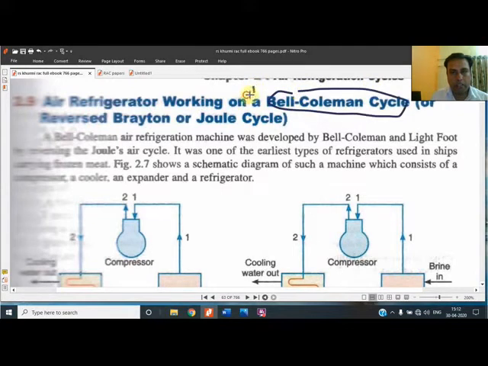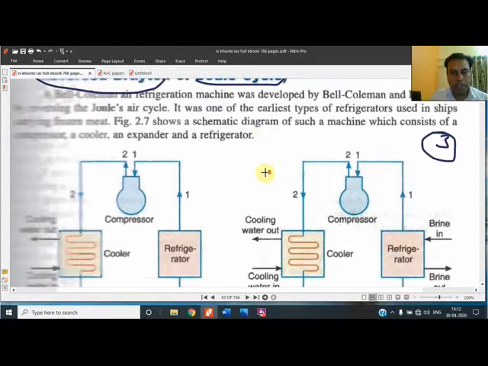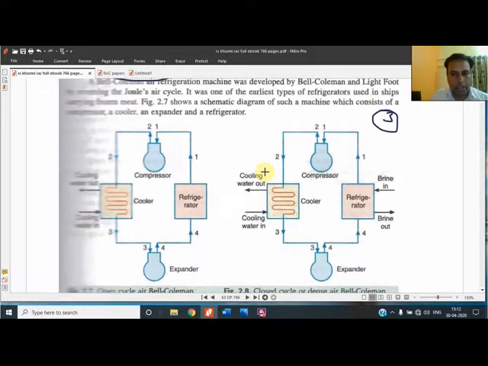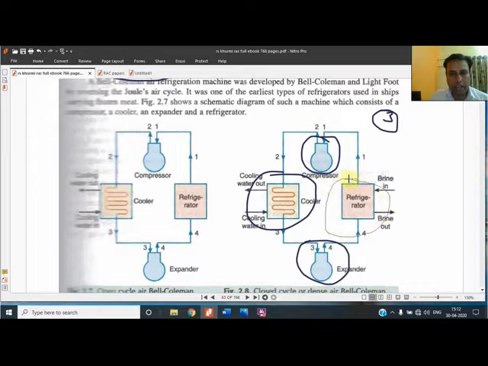This is the first term which is used, because three terminologies are used to define this cycle. First is the Bell-Coleman, second is the Reverse-Brayton or Joule cycle. Three names are used for a single cycle. The main thing is that this cycle is used for air refrigeration. Starting with the cycle, the first process is compression, the second is cooling, the third is expansion, and the last, which is desired, is the refrigeration effect.